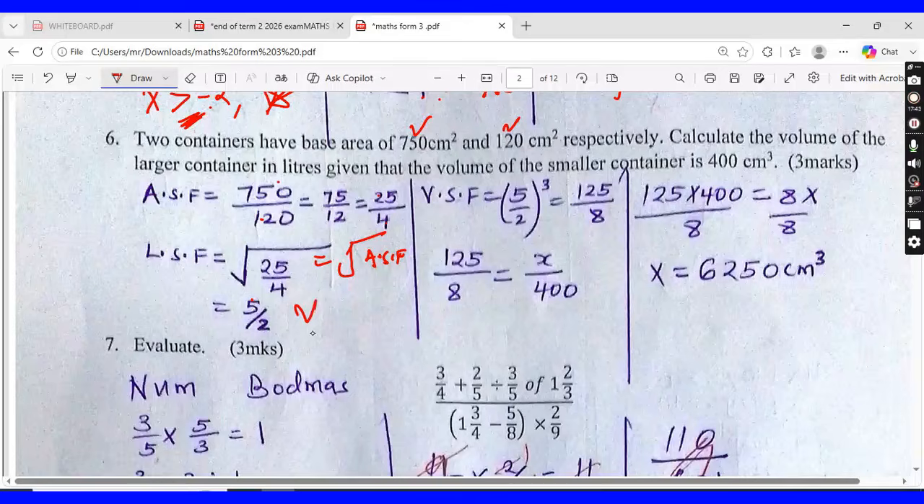Now from there, you get the volume scale factor. Volume scale factor is equal to linear scale factor cubed. So we have cubed the linear scale factor, and it has given us 125 over 8 as the volume scale factor. How do you get the volume? Volume scale factor is obtained by the volume of the bigger one over the volume of the small. So we have the volume scale factor, which is 125 divided by 8, which is equal to the volume of the big that we don't have over the volume of the small. After you put that, you cross multiply, and you get the volume of the bigger container.